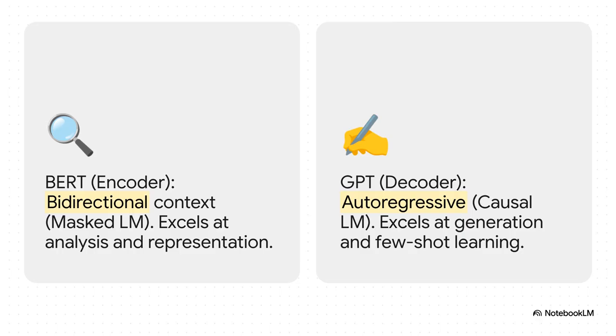On one side, you had models like BERT. They use a technique called masked language modeling, where they look at text in both directions to fill in missing words. This makes them amazing at understanding context for analysis tasks. On the other side, you had the GPT family, which is autoregressive. It only looks backward to predict the very next word, which, as you can imagine, makes it perfect for generating text and learning new things from just a few examples. These 2 approaches really set the stage for the kinds of models we have today.